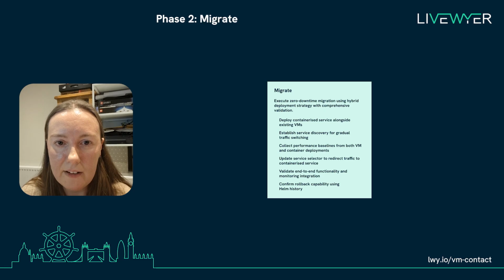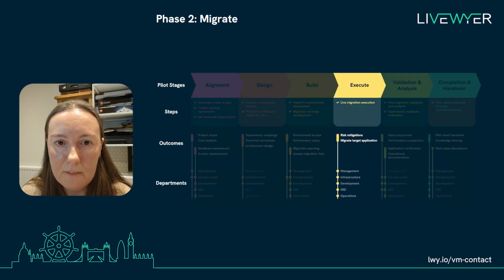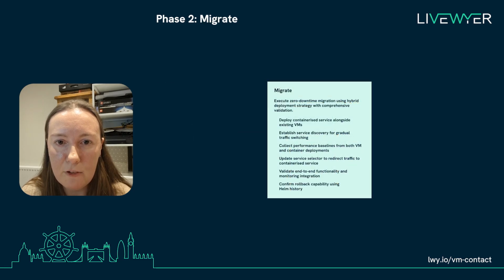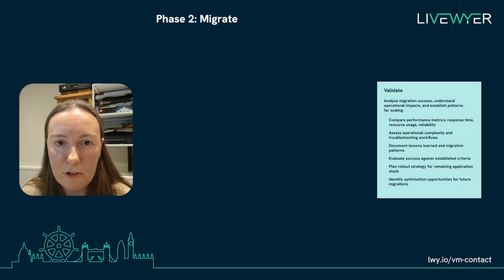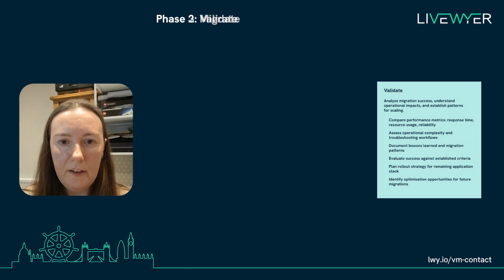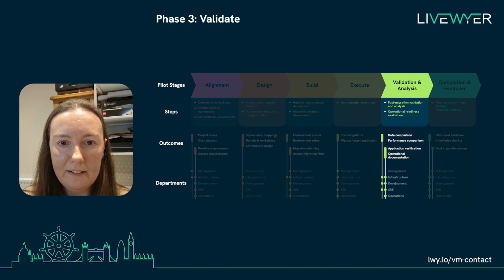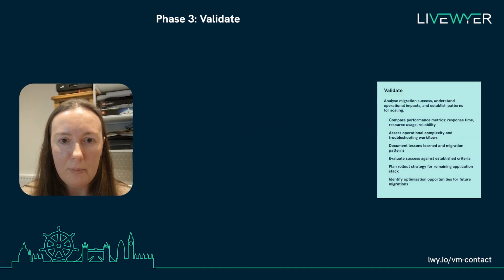The second is migrate. This maps to the execute phase. We'll demonstrate the actual traffic switchover using our service discovery approach, show you how to update runtime configuration without downtime, and validate that the migration was completed successfully. The third is validate. This maps to the validation and analysis phase. We'll compare performance metrics between VM and container deployments, evaluate the operational complexity of running hybrid workloads, and document lessons learned before scaling this approach to remaining services.